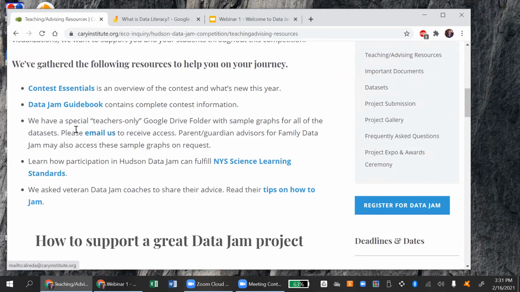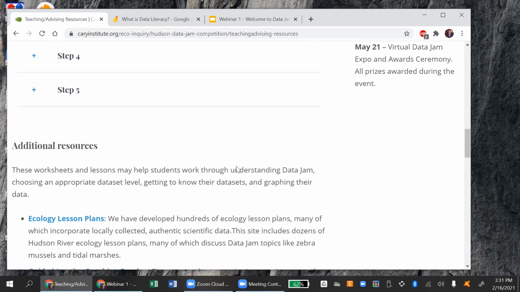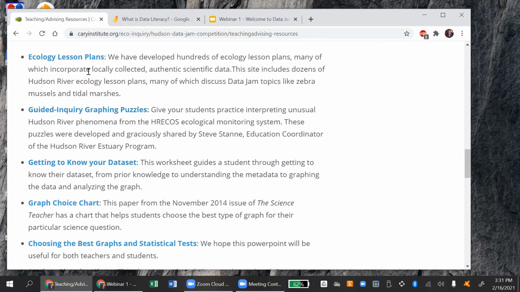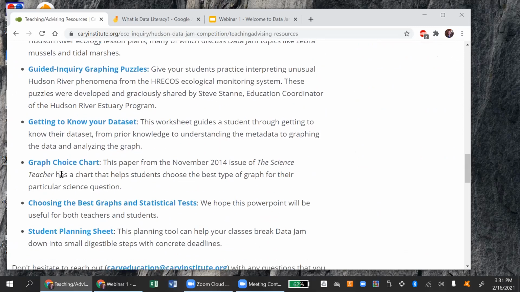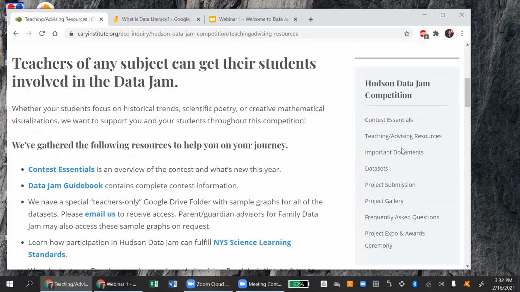We also encourage you to email us. We have a teachers only Google Drive folder, which has sample graphs for all of our data sets. So that could be something that's really useful. We also have information about the state standards. And down at the bottom are additional resources. So things like our ecology lesson plans on our website. There's links that can help you get started with creating simple graphs as well. And then our important documents page.